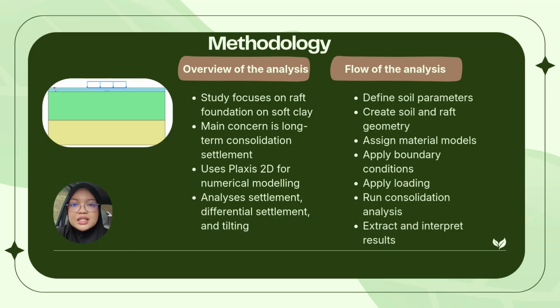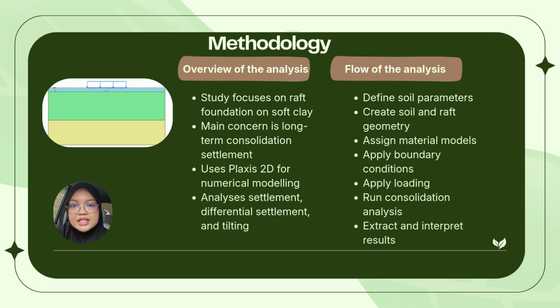The groundwater table is set at 1 meter below the ground surface, allowing the influence of pore water pressure on consolidation behavior to be considered. A uniform vertical load of 150 kPa is applied on the rough foundation to represent the structural load transfer from the superstructure. Appropriate boundary conditions are applied to ensure model stability.